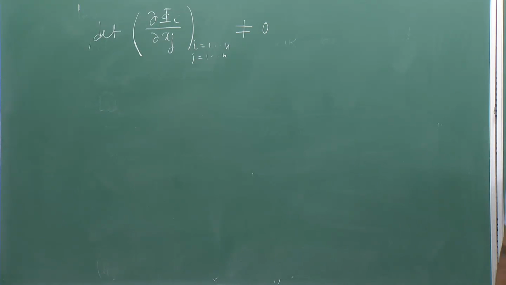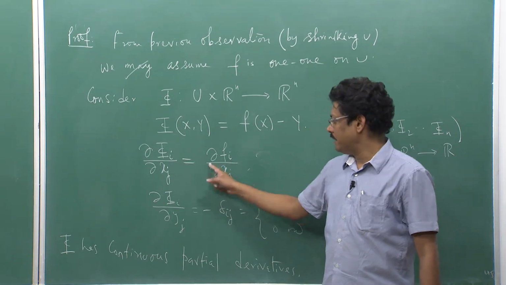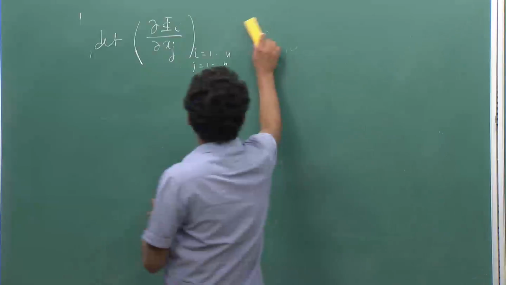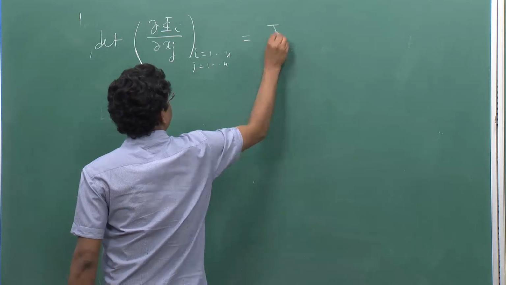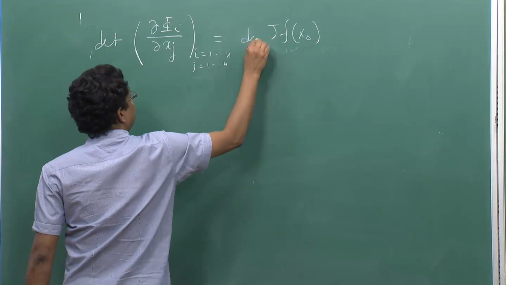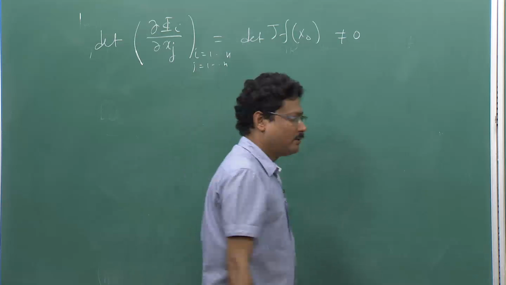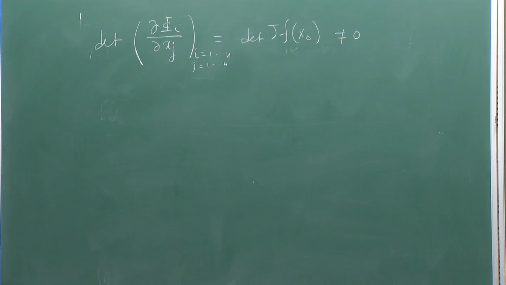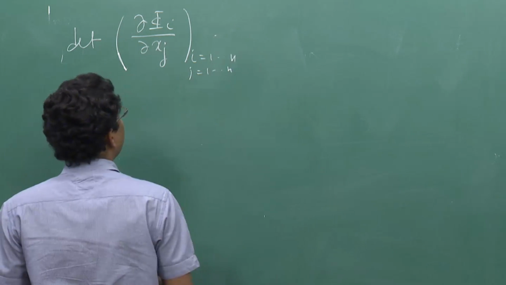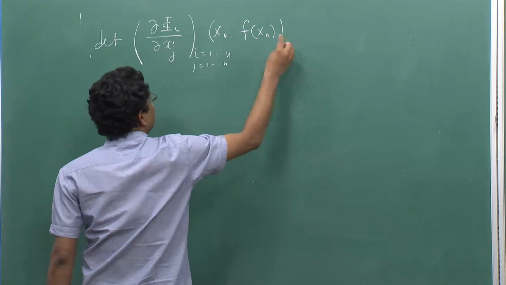So, I have two components of phi, U and R^n. On the U component, this ∂φ/∂x_j is the same as ∂f_i/∂x_j, because this is actually non-zero. This matrix is precisely the Jacobian matrix at the point (x naught, f x naught).